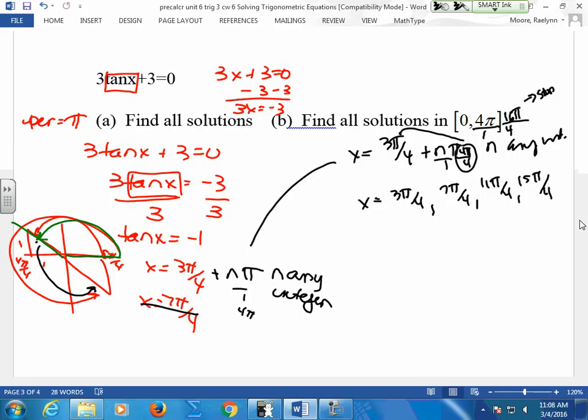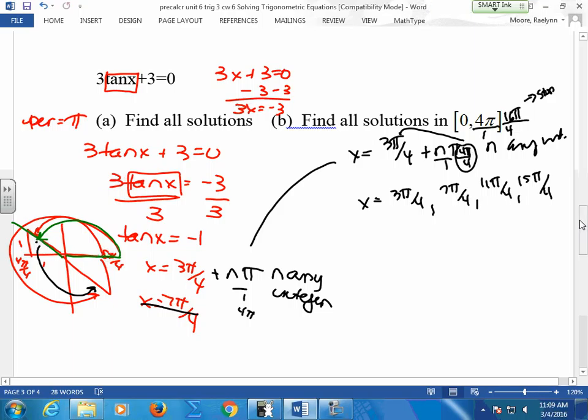If I have 2 and 2 pi, which is 360 degrees, and I add another 360 degrees, I come around one more time. How many more angles should I get? 2 more. So altogether, I should have 4. Don't I have 4? Now, I know all solutions, and the 0 to 4 pi is what's new. That's the new part.